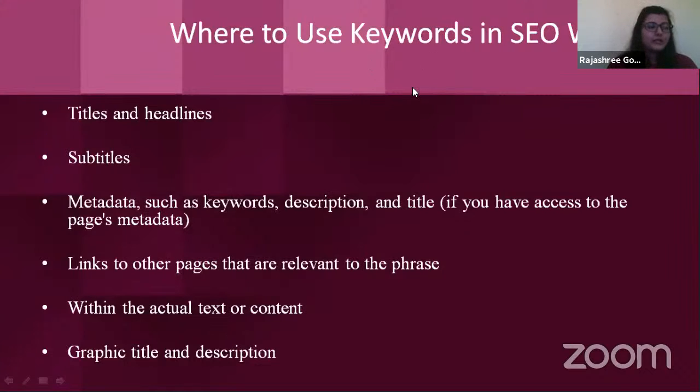Where to use the keywords in SEO writing? We should use keywords in the titles and the headlines, the subtitles, the metadata, such as the keywords, description and title, and links to other pages that are relevant to the phrase within the actual text, the content body, and the graphic titles and other descriptions. Everywhere we have to use the keywords in SEO content writing.